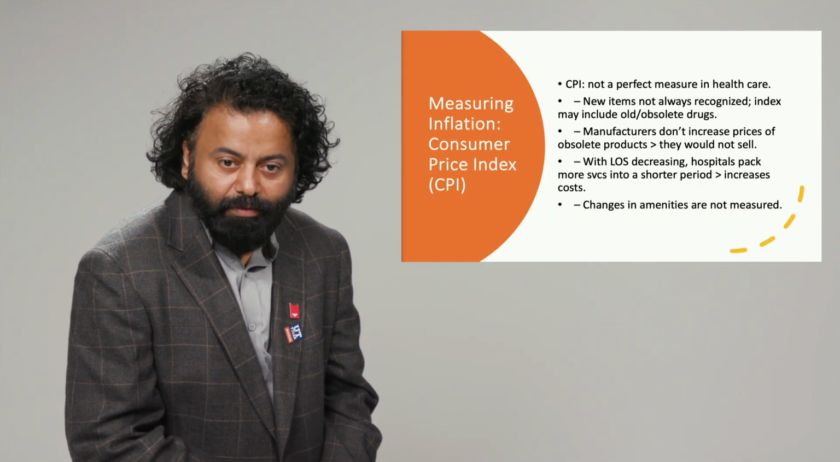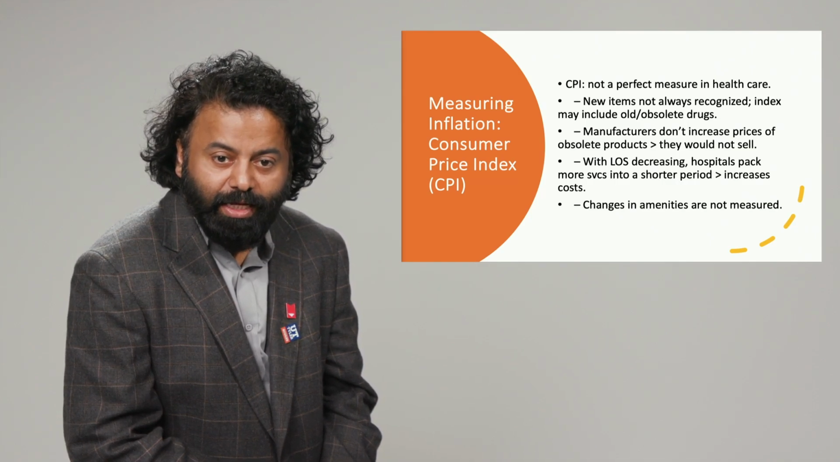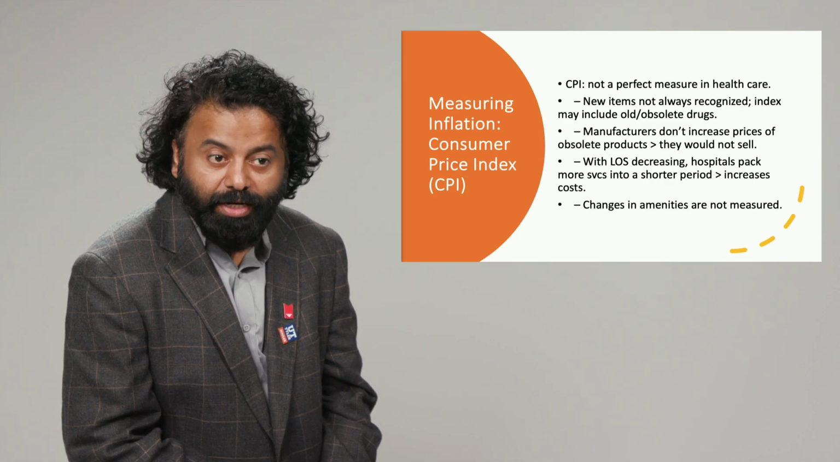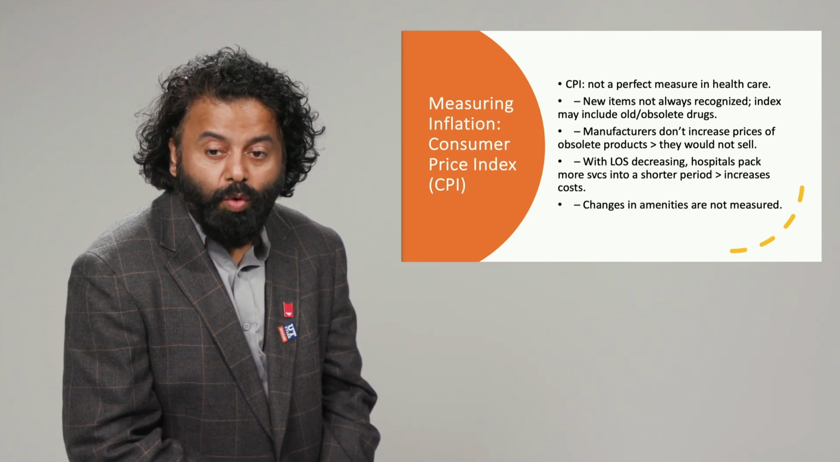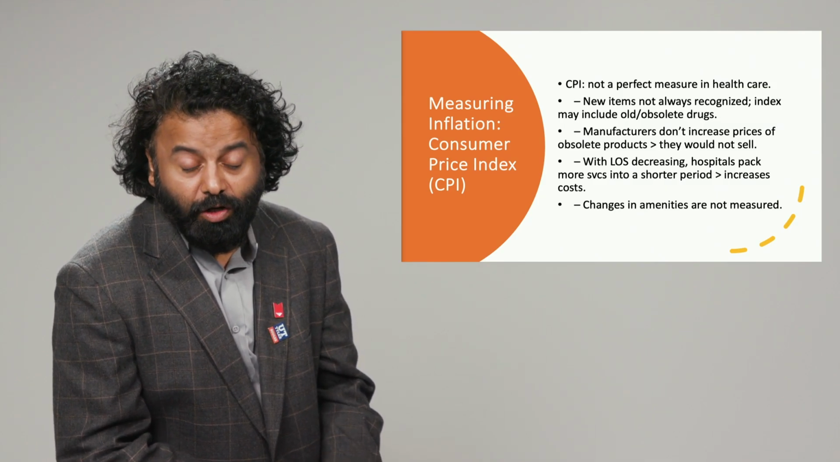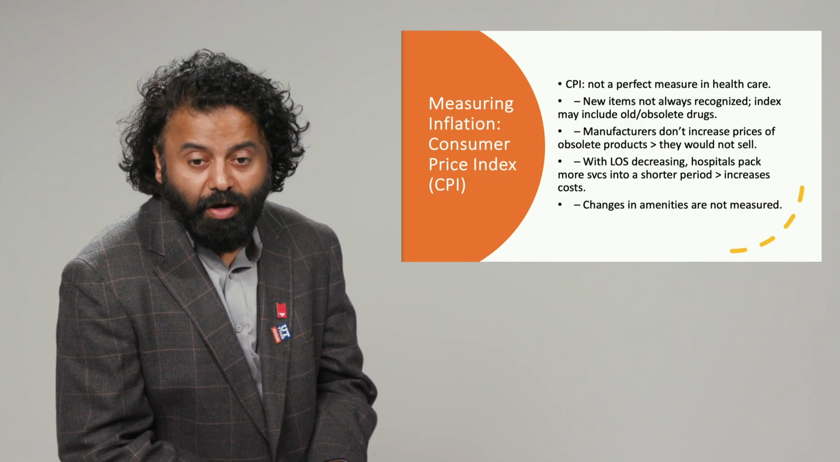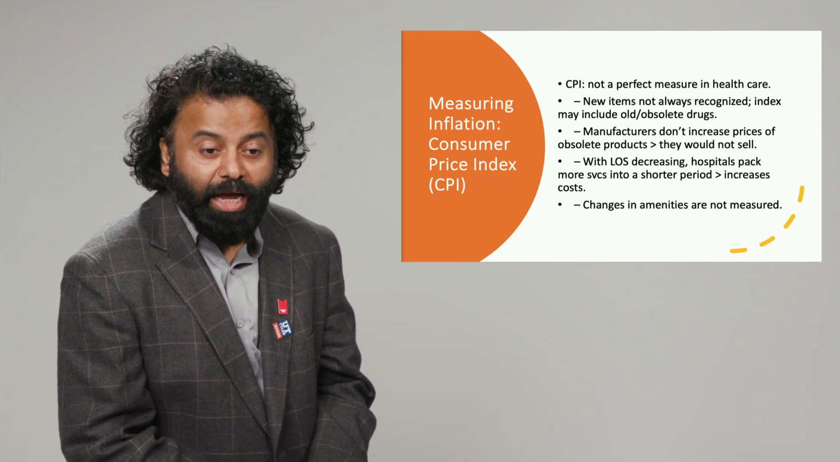CPI isn't the ideal method for measuring healthcare inflation because it doesn't consider quality changes, excludes new items like certain prescription drugs, and may include outdated ones. Manufacturers usually don't raise prices for outdated products. Also, as hospital stays are shortened, more services are packed into shorter periods, raising costs. Changes in amenities aren't accounted for either.